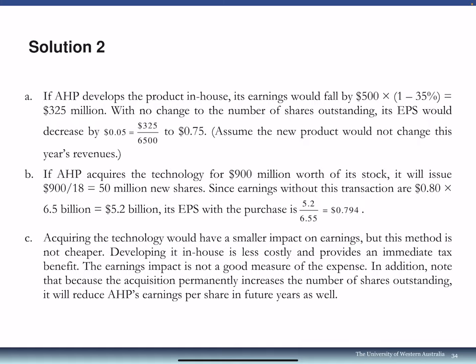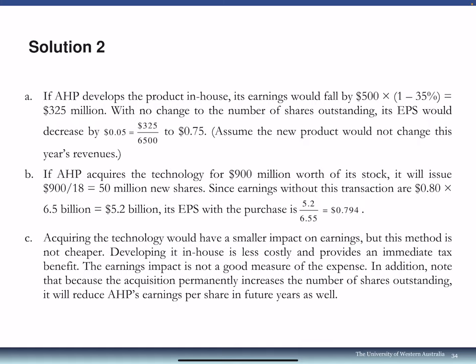Since there's nothing changed to my earnings per se, because this doesn't change my income over the year, there are no new expenses and no new revenues, what it does change is my number of shares outstanding. Without this transaction, the EPS is 0.8. So old EPS 0.8 times 6.5 billion is $5.2 billion. That means the new EPS will be $5.2 billion divided by 6.5 billion shares plus 50 million new shares, which is 0.794.